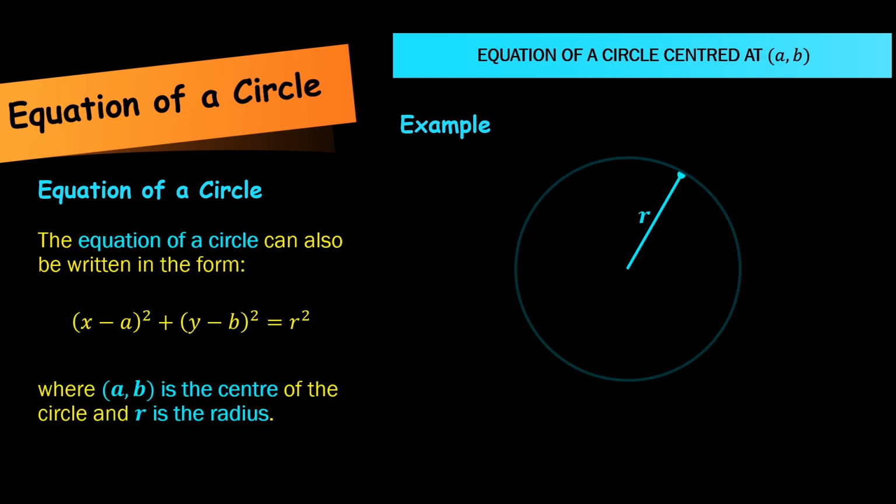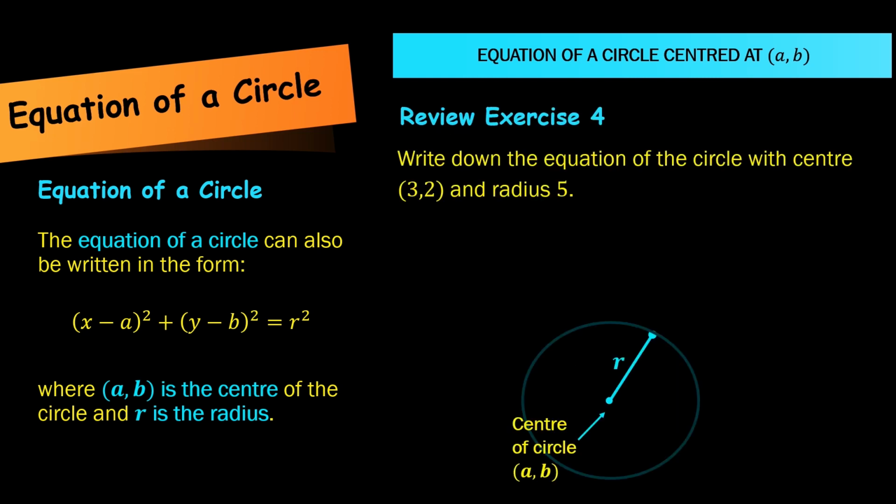The equation of a circle can also be written in the form (x minus a) all squared plus (y minus b) all squared equals r squared, where (a, b) is the centre of the circle and r is the radius. Consider the example on your screen. Pause the video and have a go. Press play when you're ready to view the solution.